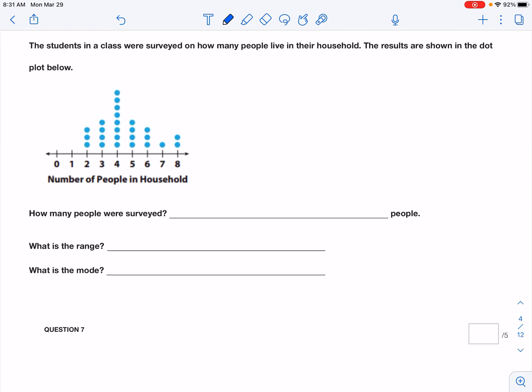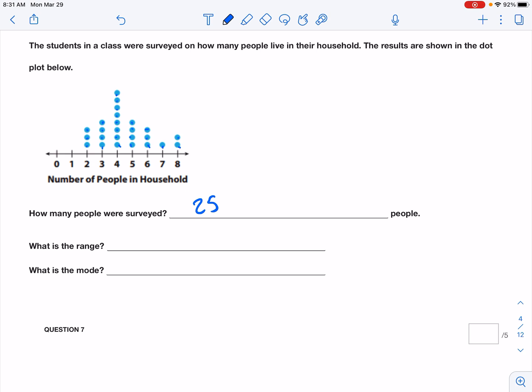So the students in the class were surveyed, the results are shown. How many people were surveyed? That's when we want to count the dots. So 1, 2, 3, 4, 5, 6, 7, 8, 9, 10, 11, 12, 13, 14, 15, 16, 17, 18, 19, 20, 21, 22, 23, 24, 25. So 25 people are surveyed.